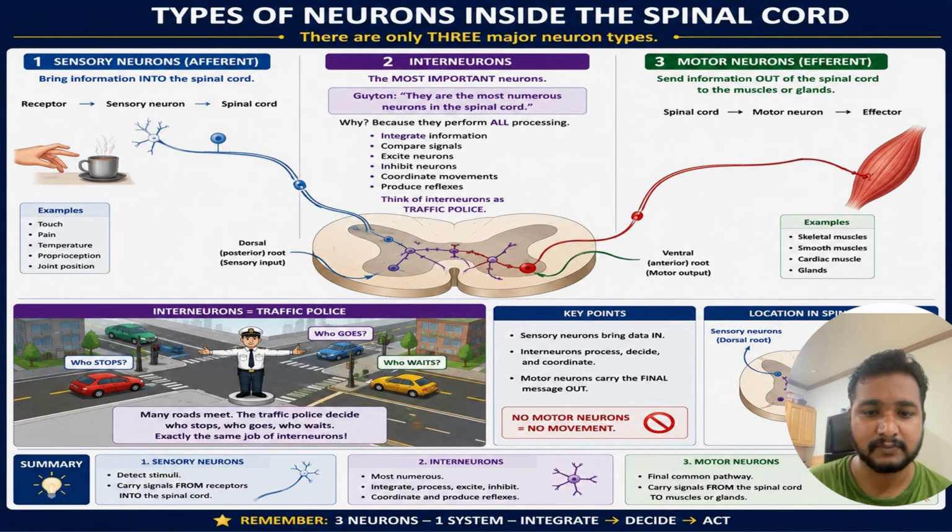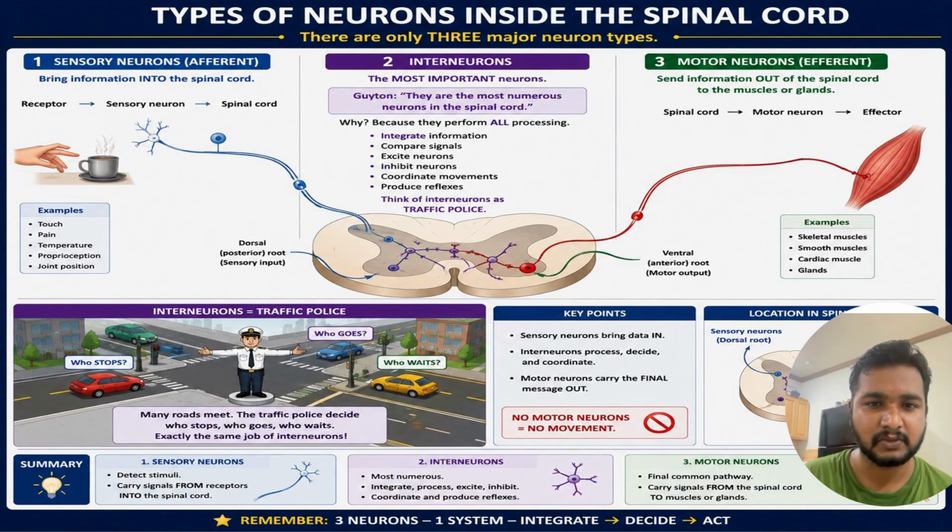Now let's put everything we've learned together. Inside the spinal cord, there are three main types of neurons, and every movement depends on these three working as a team. First are the sensory neurons, also called afferent neurons. Their job is to bring information into the spinal cord. For example, when you touch a hot cup, receptors in your skin detect the heat. The signal travels through a sensory neuron and enters the spinal cord through the dorsal or posterior root.